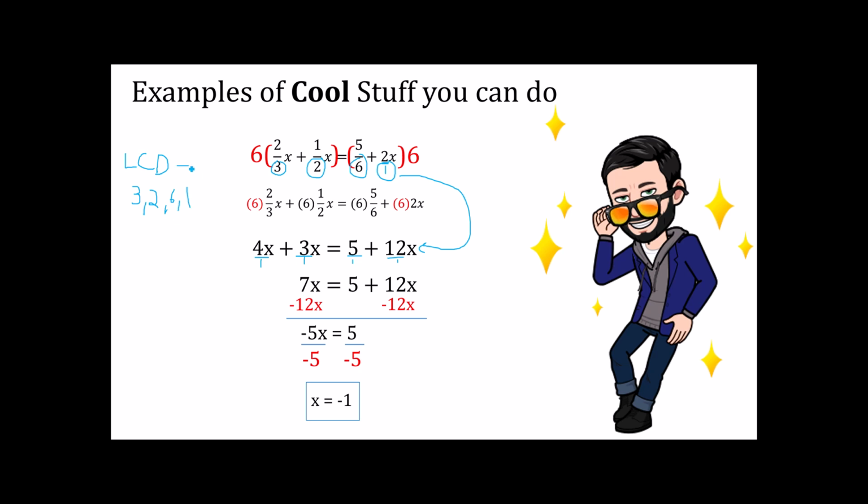Or I need to find the smallest number that can be divided by all of these. Notice 6 can be divided by 3, 6 can be divided by 2, 6 can be divided by 6, and 6 can be divided by 1. That's how I knew to use this one. Does that make sense? Let's try another one.